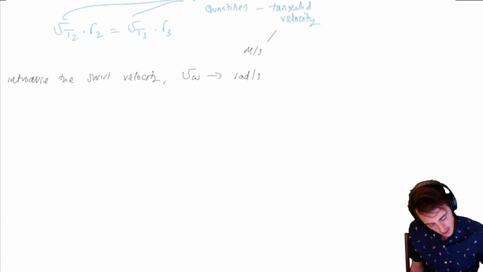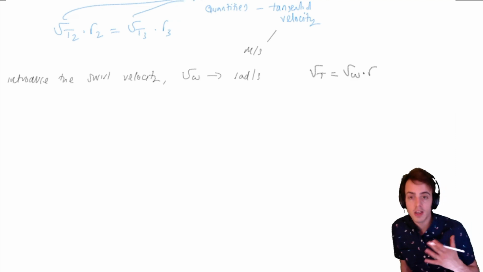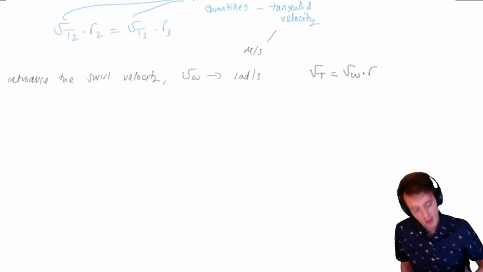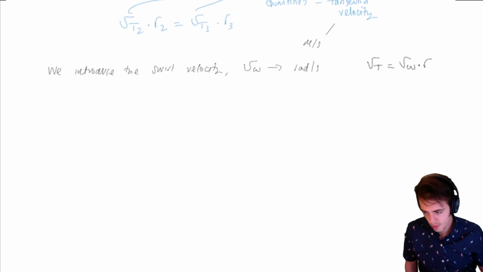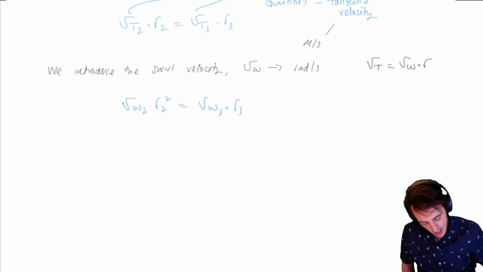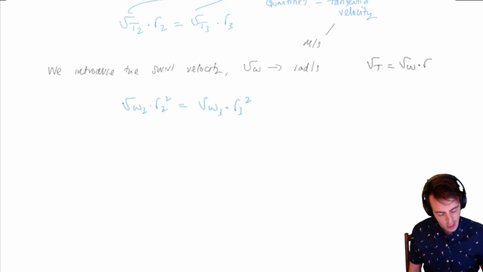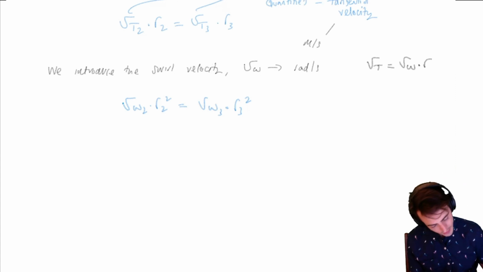So we can see that vT is equal to v omega multiplied by whatever radius that velocity is occurring at. So we can express the equation above as v omega 2 multiplied by R2 squared is equal to v omega 3 multiplied by R3 squared. So the torque has got to be equal to the rate of change of angular momentum.